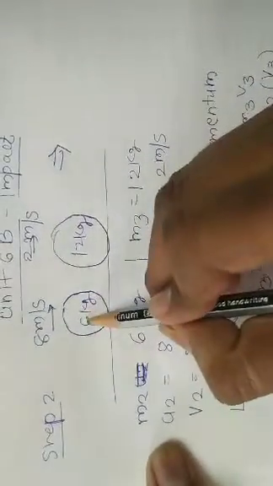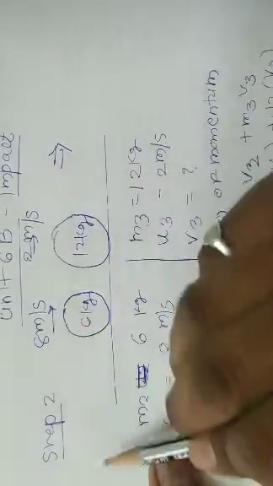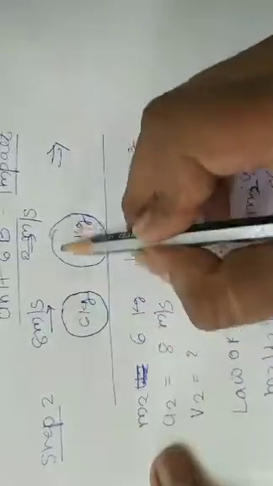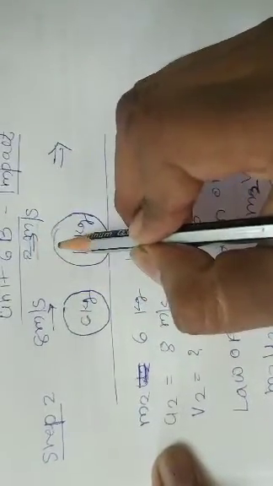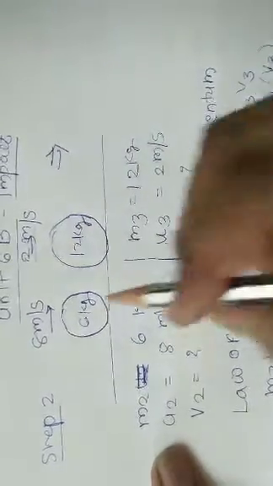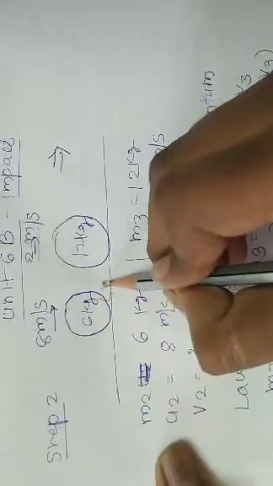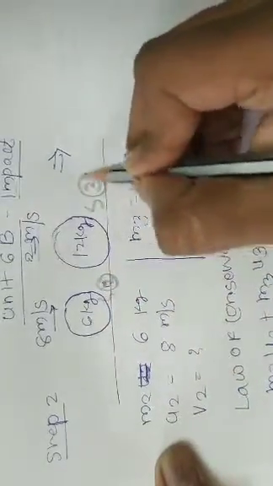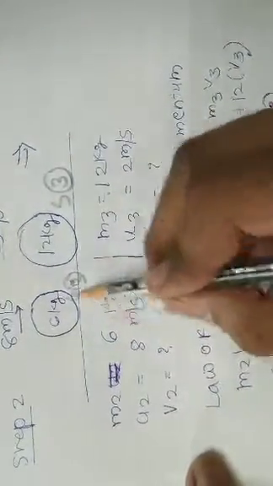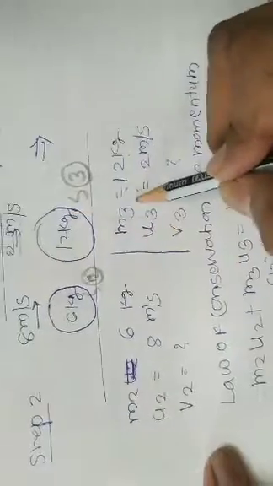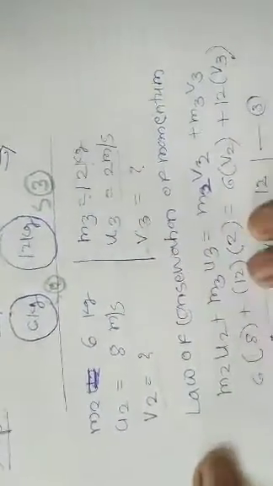Now this is the 6 kg ball and its initial velocity is now 8 meter per second, which we found from the first case, and this is the third ball of 12 kg. Its initial velocity is given as 2 meter per second. So now we'll consider the impact between this 6 kg and 12 kg. We'll denote them as ball number 2 and ball number 3. Their masses and initial velocities are given. We don't know the final velocities, and we have to find them.